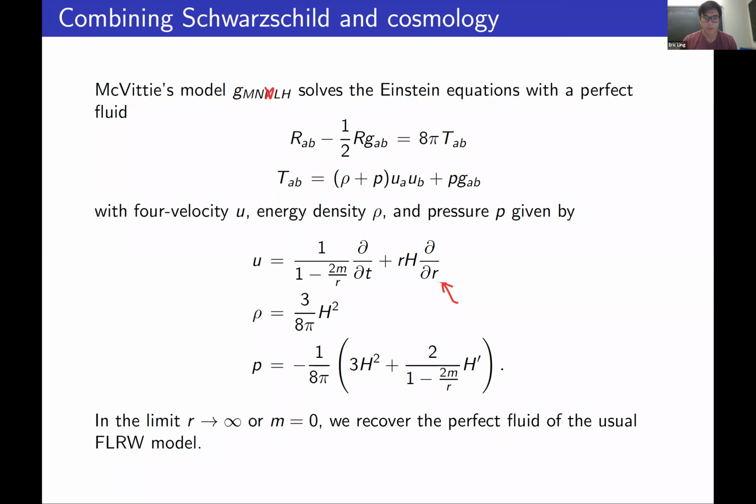And then rho and p here. So this rho and p, again, these are the exact same things that follow from the Einstein equations for the FLRW spacetime. Again, if you set m equal to 0 or r equal to infinity, that term will just go to 0, right? And then you get back exactly the Friedman equations.